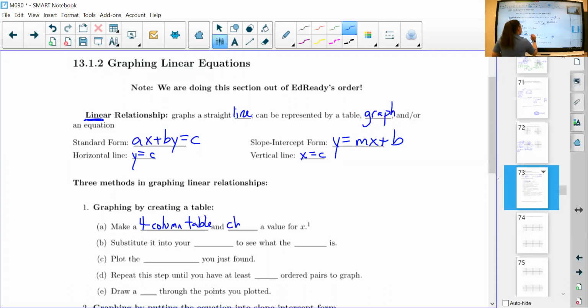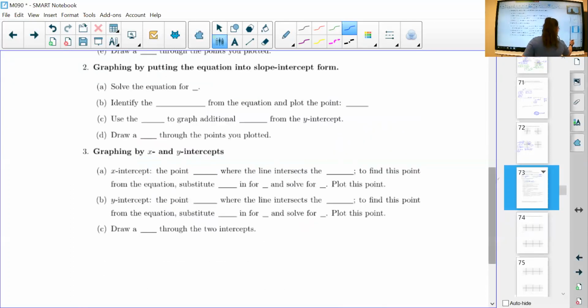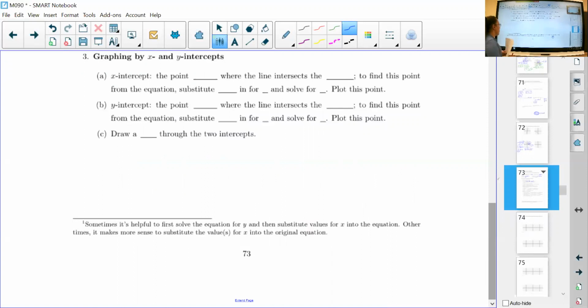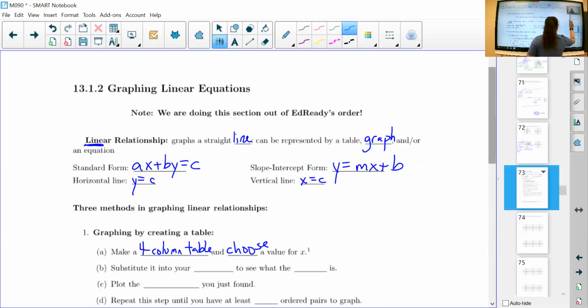And we get to choose a value for X. This 1 is a footnote. It is not an exponent or a subscript. Notice that it says at the bottom of the page that sometimes it's helpful to solve for Y and then substitute values in. Other times you just sub values in without having to solve for Y first. That's whatever seems easiest. I generally solve for Y and then choose values of X, but you don't have to.